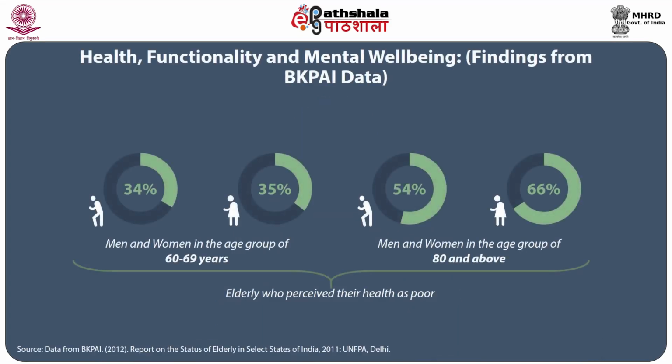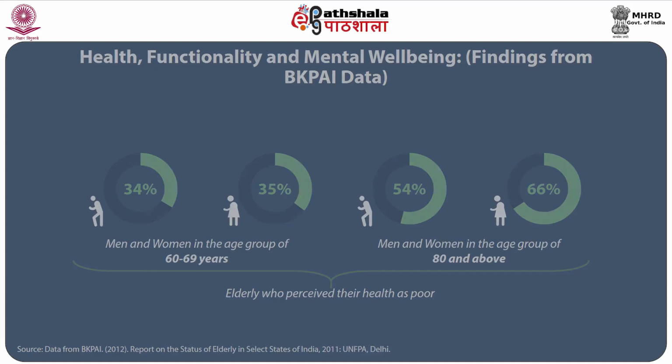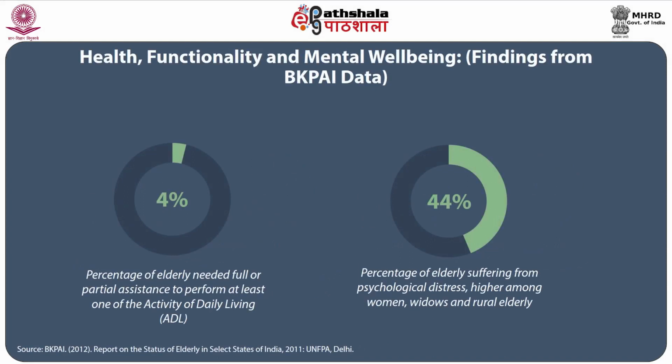What are the health, functionality and mental well-being of the elderly? With advancing age, the proportion of elderly who perceive their health as poor started increasing. For instance, the latest study showed that it has increased from 34% in men and 35% in women in the age group of 60 to 69 years to 54% for men and 66% for women in the higher age group of 80 years and above. It also indicates a declining physical capability. About 4% of the elderly needed full or partial assistance to perform at least one of the activities of daily living.